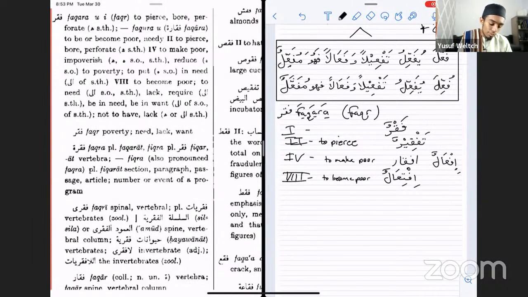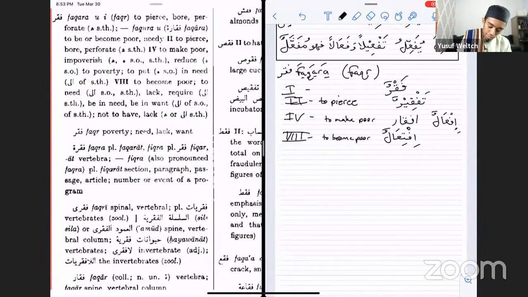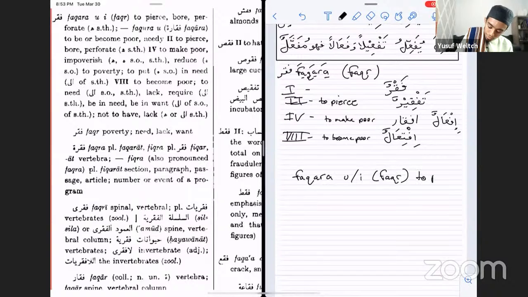The ones that are from form 4, you'll see that it tells you the root noun. But you'll notice here that it tells you 2 things. It gives you faqara, you or I, masdar faqrun. That means to pierce, correct? But if you look just after that, it says faqura with a U instead of an A, and then it has a U after it, and then it has the word faqara.